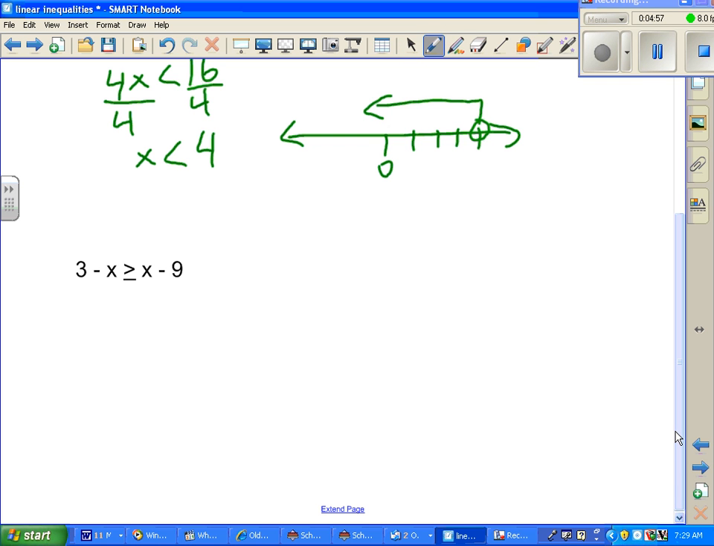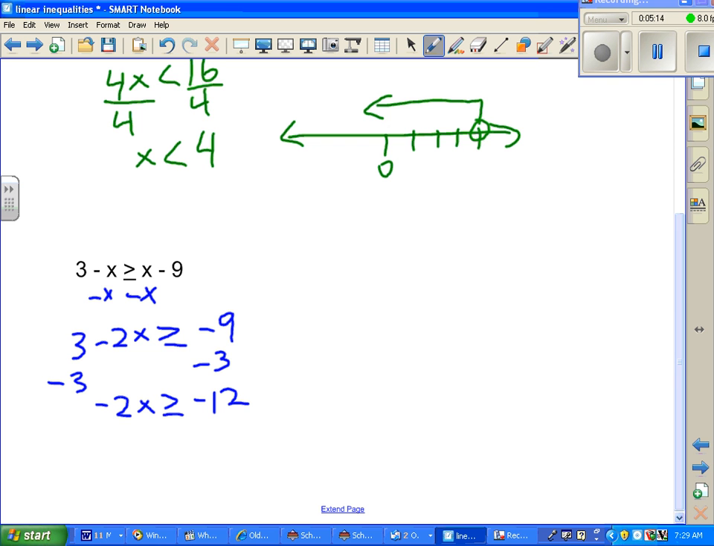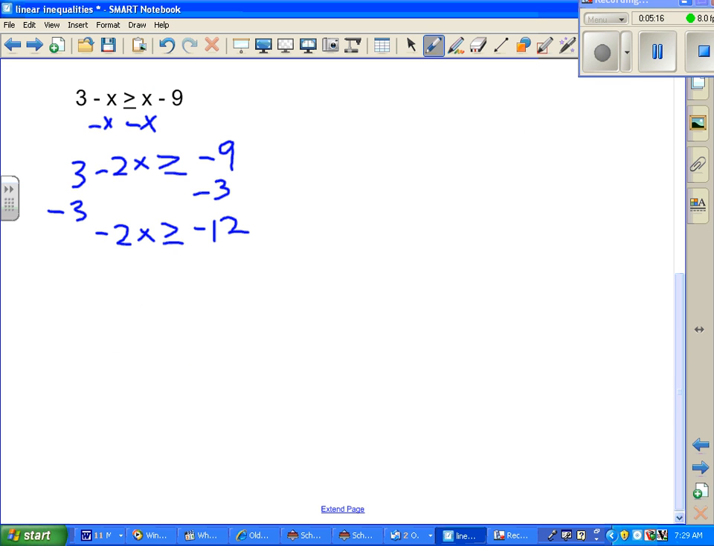Okay? Let's subtract x over. So I have 3 minus 2x is greater than or equal to negative 9. Now we'll subtract our 3 over. So negative 2x is greater than or equal to negative 12. Okay? Now, here's the trick. If you divide by negative 2, x has to be less than or equal to positive 6.